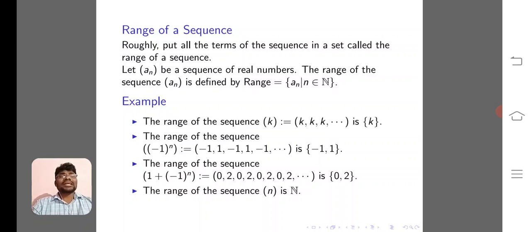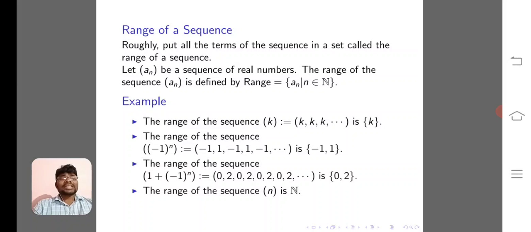Okay, come to another example. Consider the sequence 1 + (-1)^n. If n is odd, then 1 + (-1)^n is equal to 1 - 1, that is equal to 0. If n is even, then 1 + (-1)^n is equal to 1 + 1, it is equal to 2. So the range of the sequence contains two terms, one is 0, another one is 2. So the range of the sequence is the set containing two elements 0 comma 2.